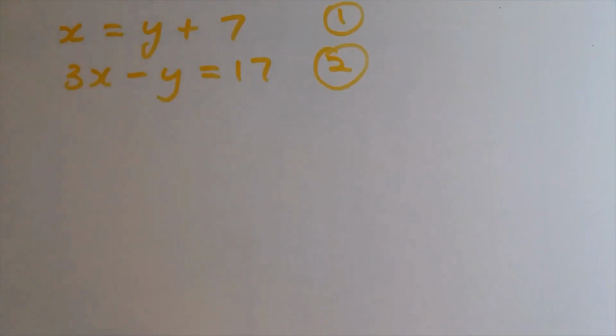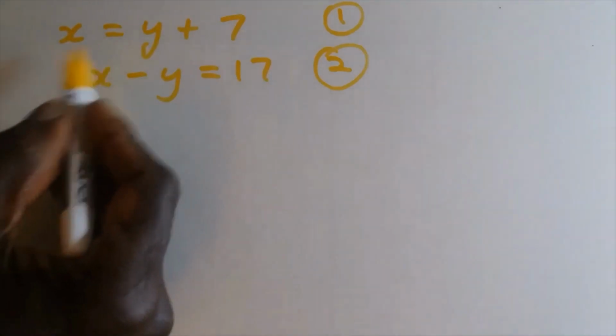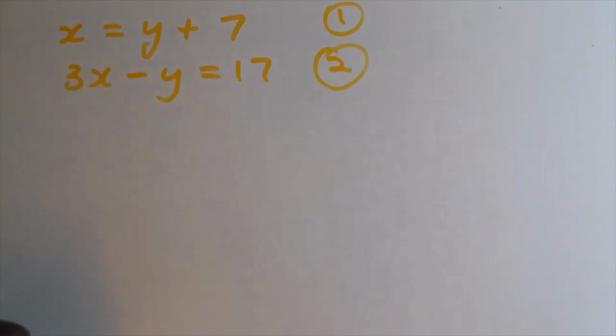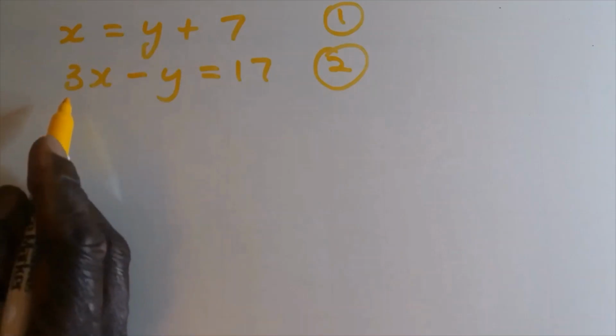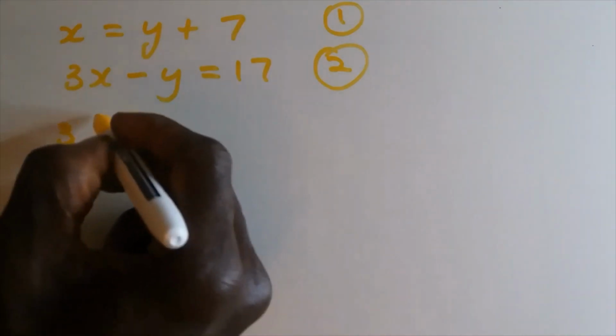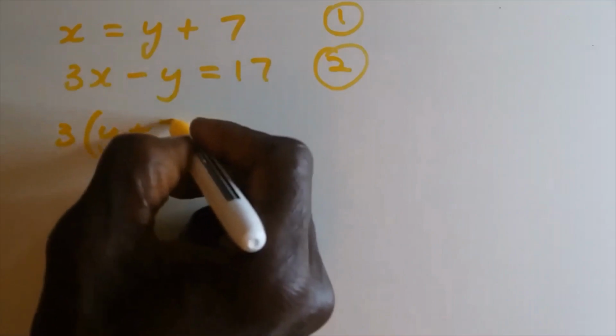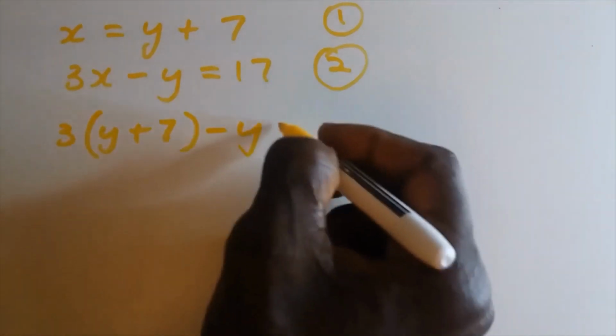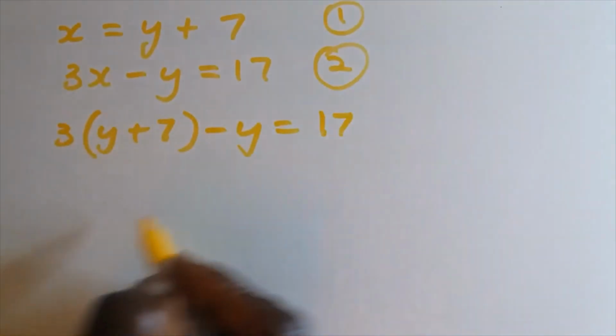And here's our last pair of simultaneous equations. This one seems obvious. We have something in terms of x, and then in equation 2 we have 3x minus y is equal to 17. So we can just substitute for x in equation 2. So we have 3 of y add 7 minus y is equal to 17.